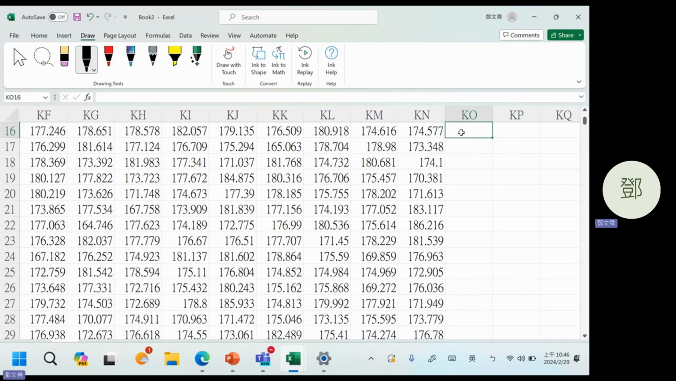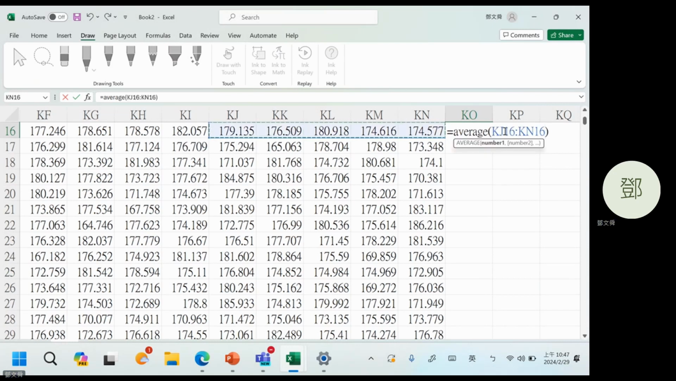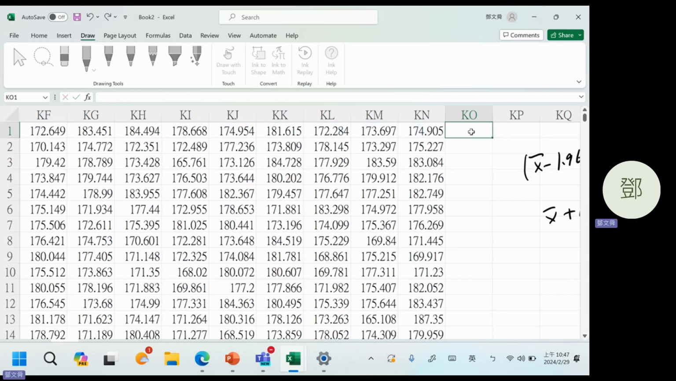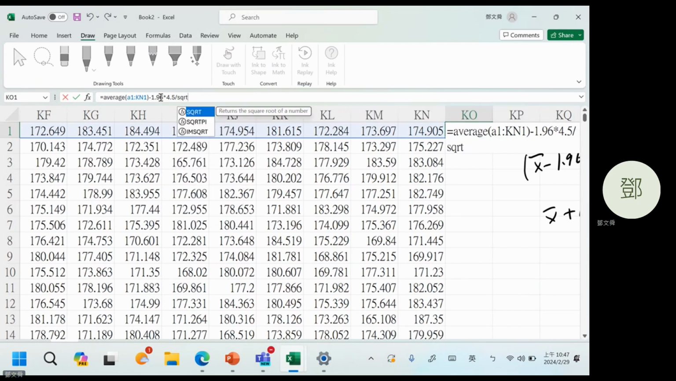Okay. Forget it. X bar in Excel is average. Equal AVERAGE for X bar, A1 to KN1. Minus 1.96 times 4.5, which is the value of sigma, divided by the square root of n, SQRT 300.